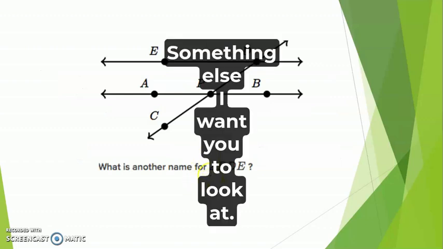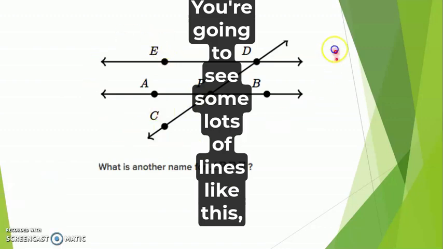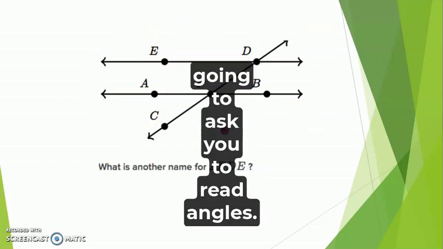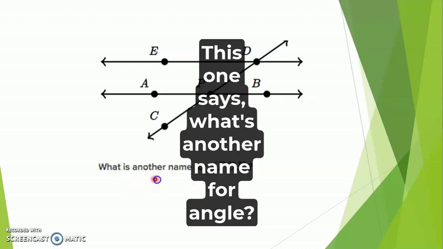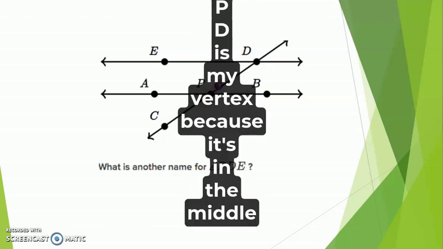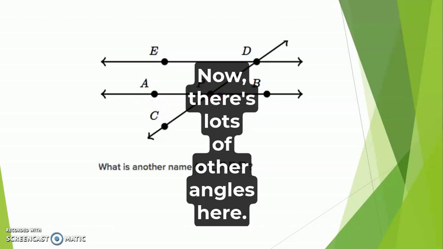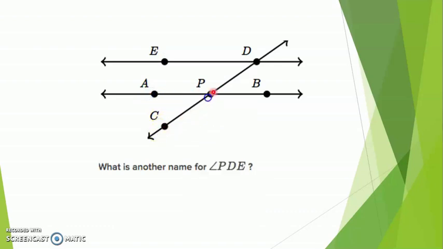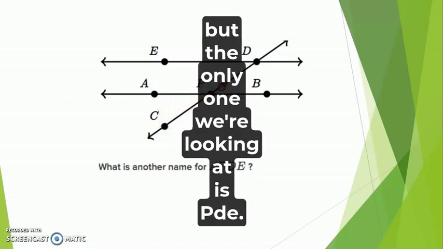Okay, something else I want you to look at, you're going to see lots of lines like this, kind of a big picture, where they're going to ask you to read angles. So I want to show you how to do this. This one says, what's another name for angle PDE? So what you do is you just find those letters. Here's P, and D is my vertex because it's in the middle. And then E. So my angle is right here. Now there's lots of other angles here, but the only one we're looking at is PDE.